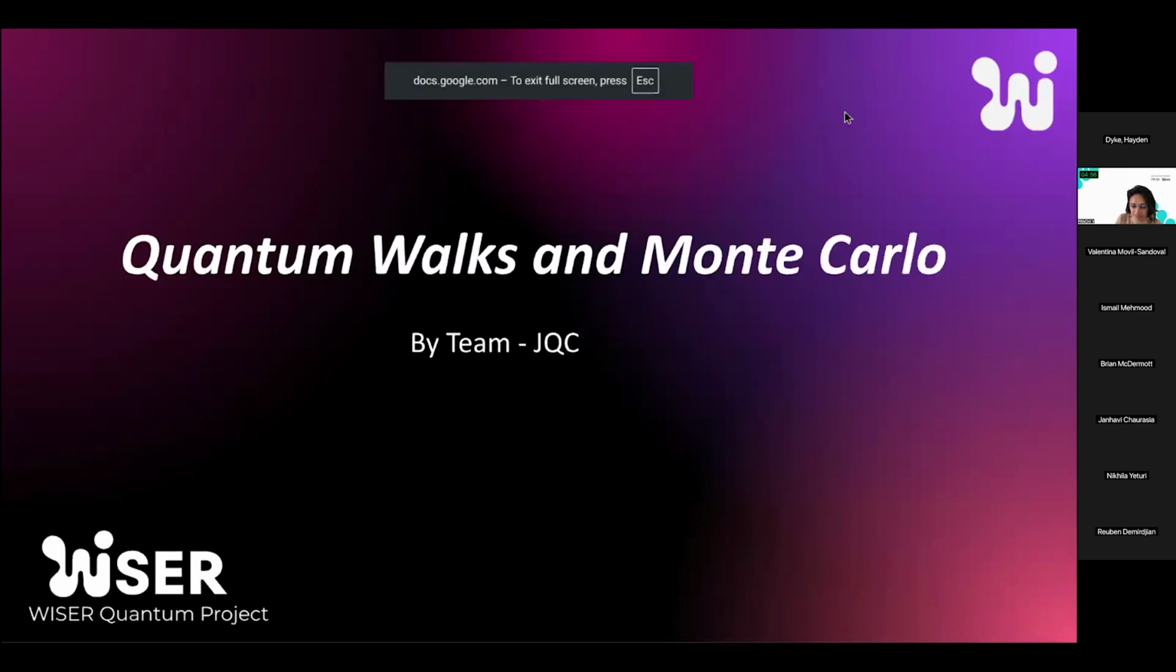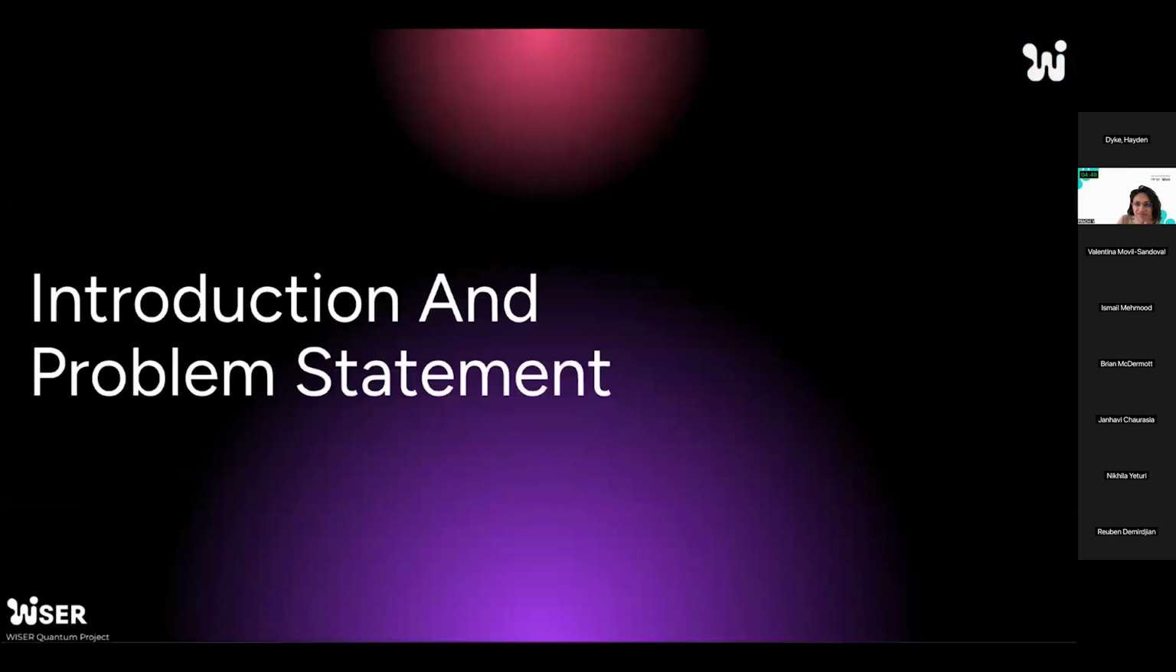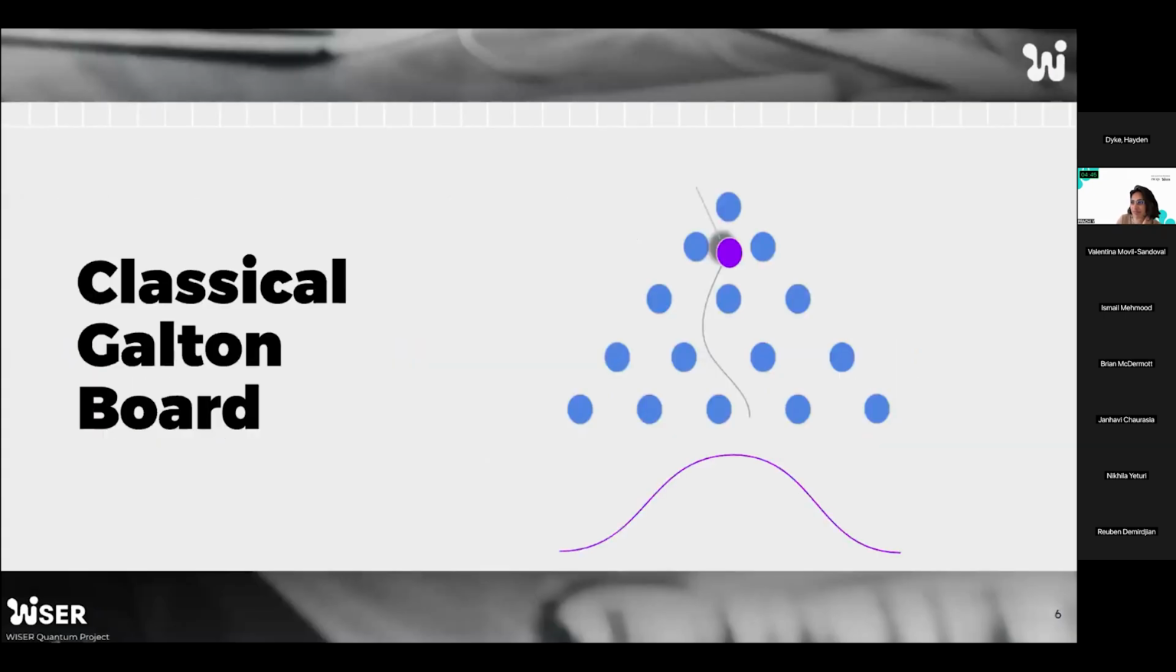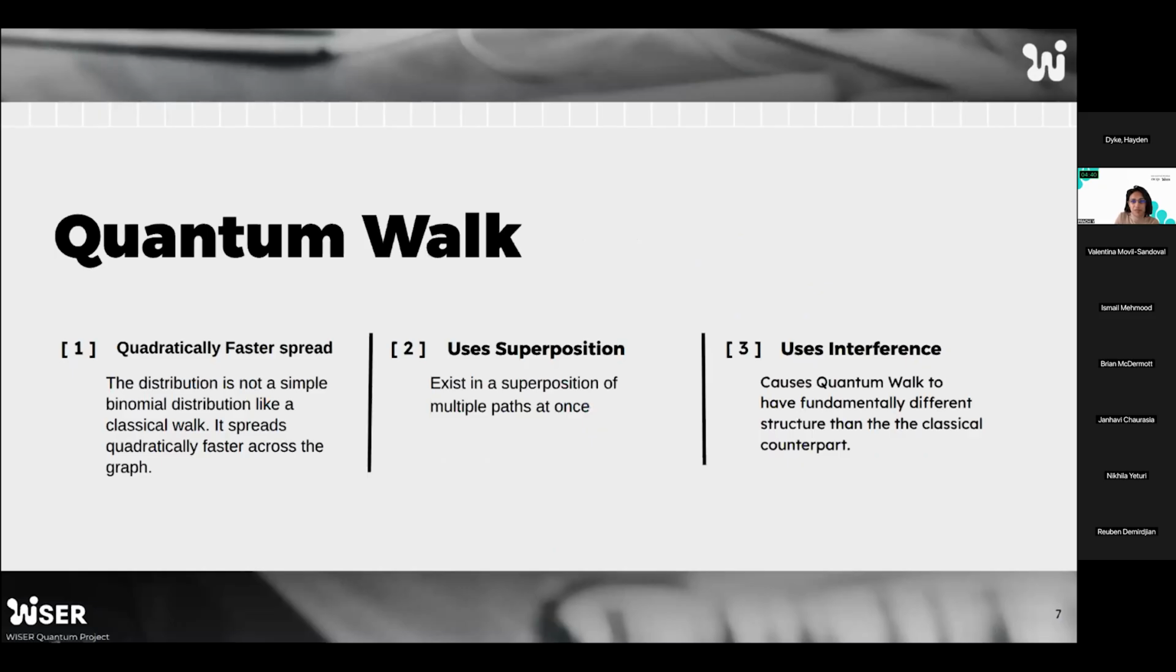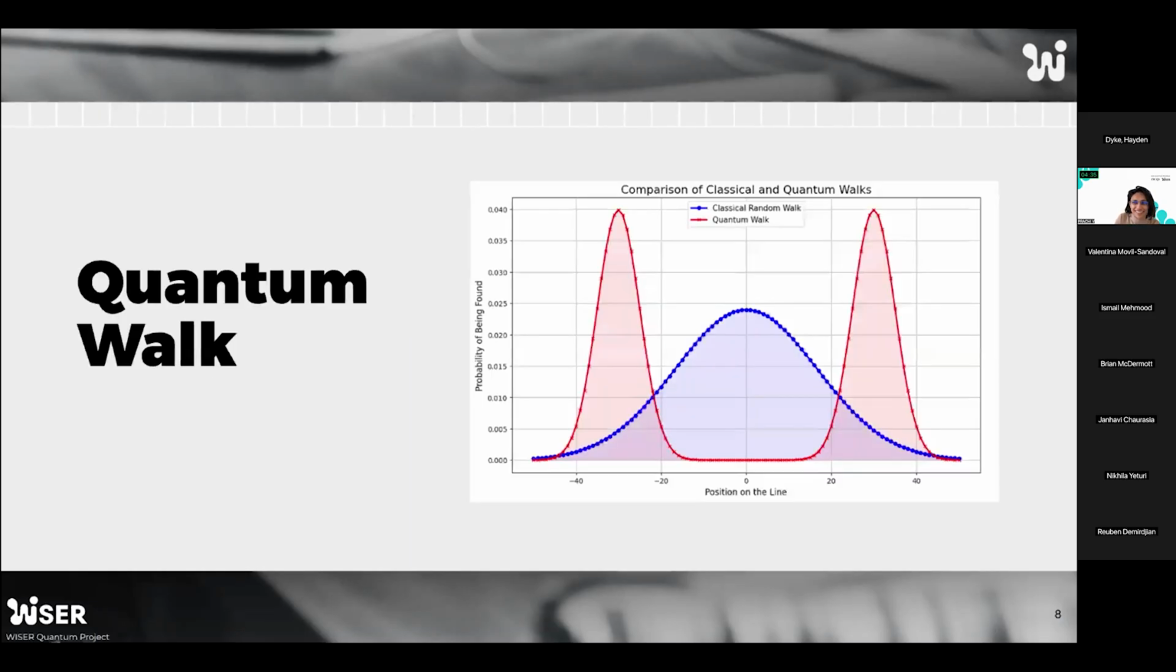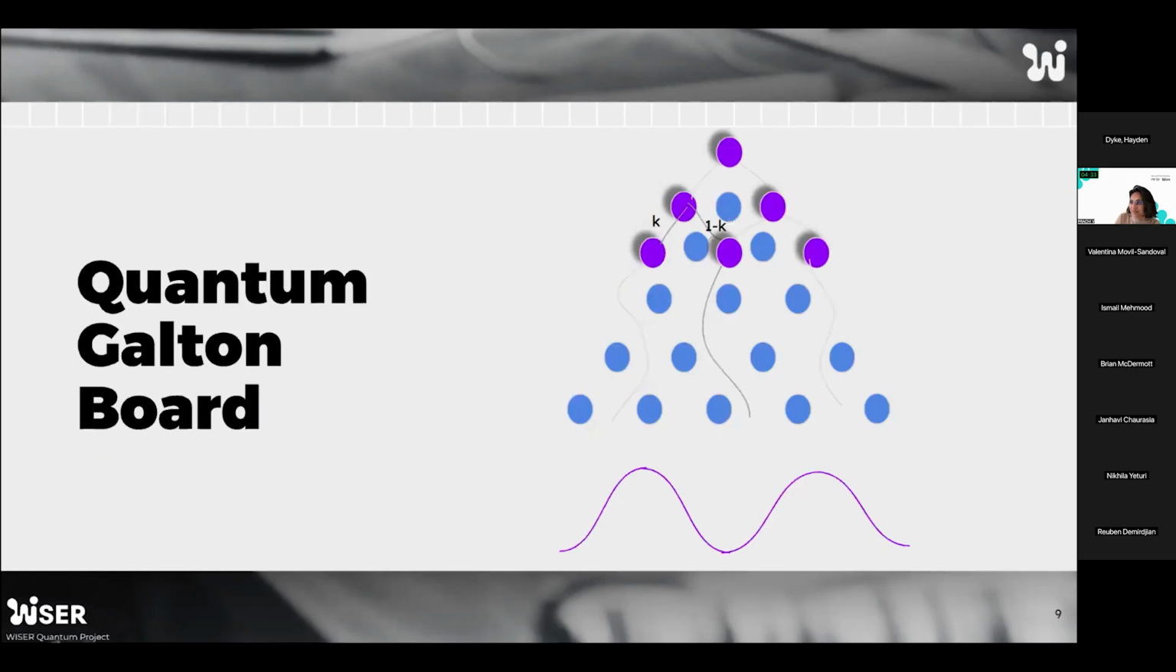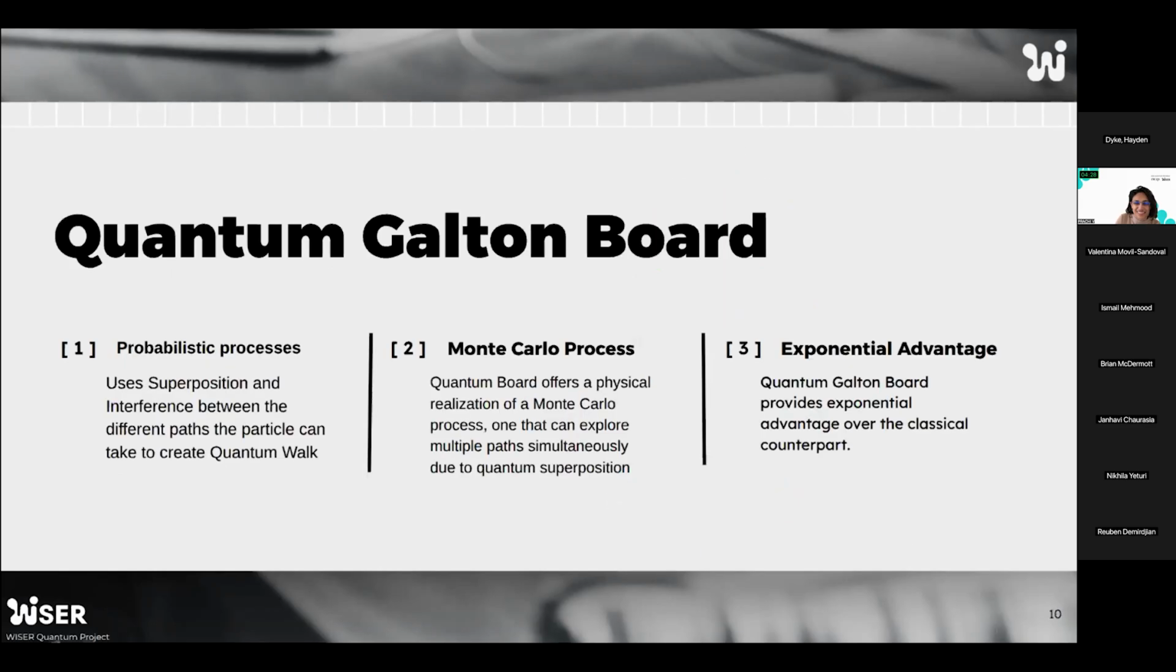Hi everyone, I'm Janvi, and today I'm going to demonstrate my project, Quantum Box and Monte Carlo, and I represent my team JQC. We can implement this Monte Carlo method, and we get the Gaussian distribution here. The quantum walk is another kind of distribution, which we get using superposition and interference, and which we can get using the quantum Galton board, where we can set the probabilities at each layer and get the distribution. The quantum Galton board provides an exponential advantage over its classical counterpart.